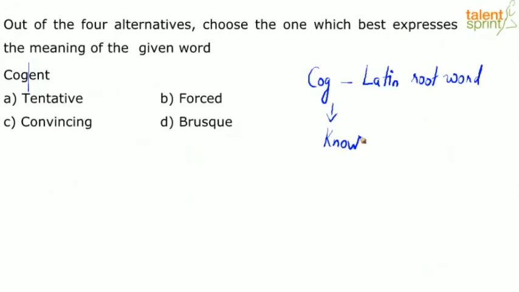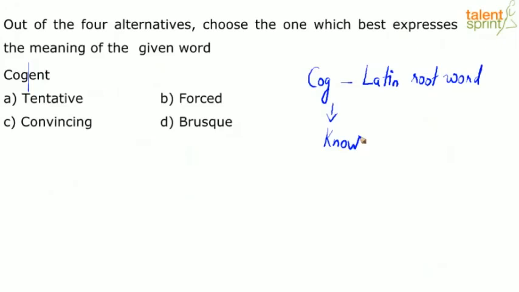Okay, now what are my options? Tentative, forced, convincing, brusque. So I need a word that gives me the same meaning from the options. Now when I say tentative, you are not too sure. Tentatively, this is what I think it is. You've heard people use tentative in contexts, right? So tentative means not certain or fixed.